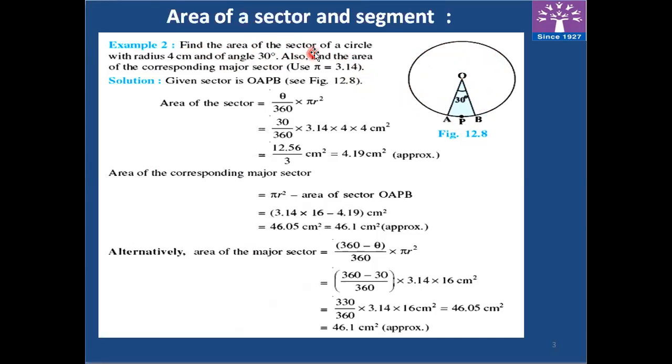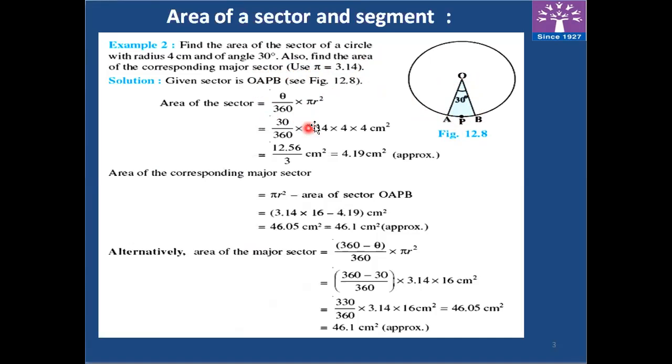So find the area of a sector of a circle with radius 4 centimeter and angle 30 degrees. Also, find the area of the corresponding major sector. Use pi equal to 3.14. So we can see from the figure, we need the area of O, A, P, B, O. So that is the minor sector.